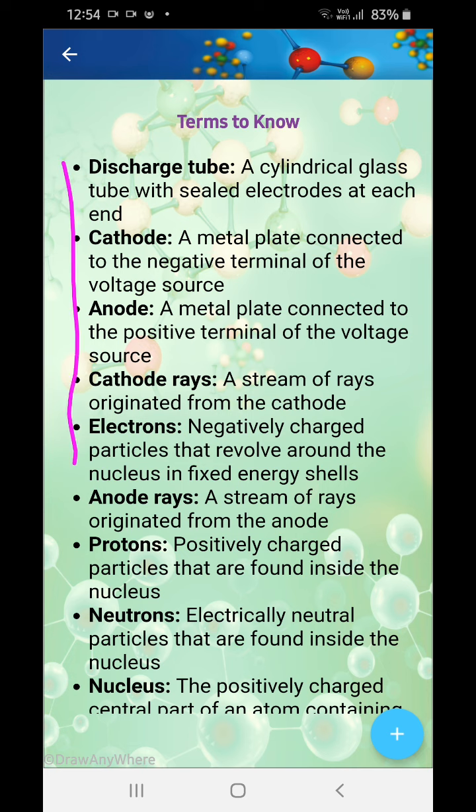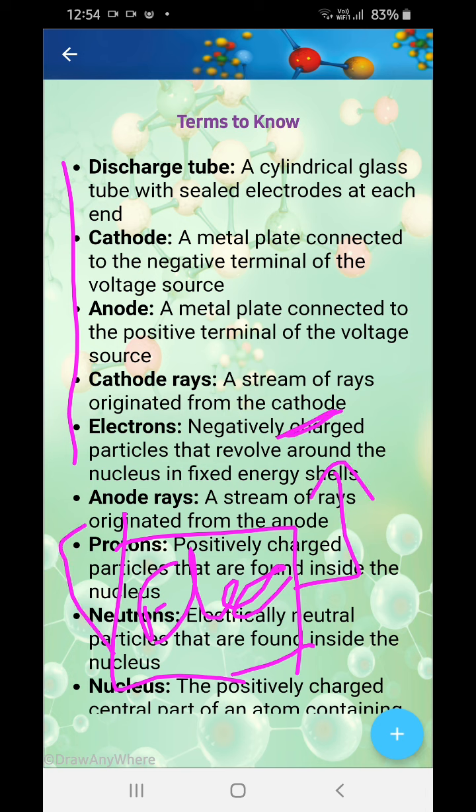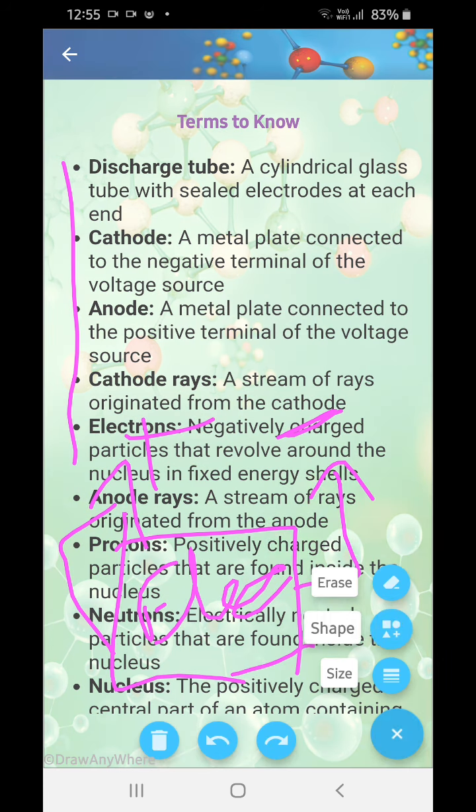So now what is an anode? A metal plate connected to the positive terminal of the voltage source. Now think there is a voltage source, electricity is going, okay. So this is the negative terminal, minus, and this is the positive terminal, plus, okay. So what are cathode rays? The stream of rays originated from the cathode. Very simple, the rays that are originating from the cathode are known as cathode rays, okay.